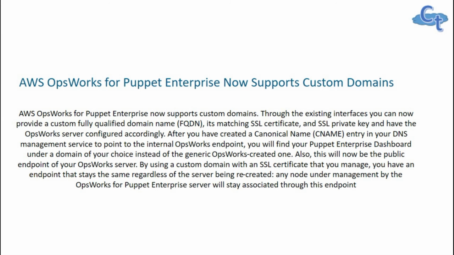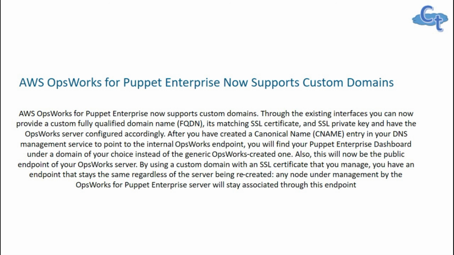AWS OpsWorks for Puppet Enterprise now supports custom domains. Through the existing interface, you can now provide a custom fully qualified domain name, matching SSL certificates and SSL private keys, and have the OpsWorks servers configured accordingly. After you have created a CNAME entry in your DNS management service to point to the internal OpsWorks endpoint, you will find your Puppet Enterprise dashboard under a domain of your choice instead of the generic OpsWorks-created one. Also, this will now be the public endpoint of your OpsWorks servers.